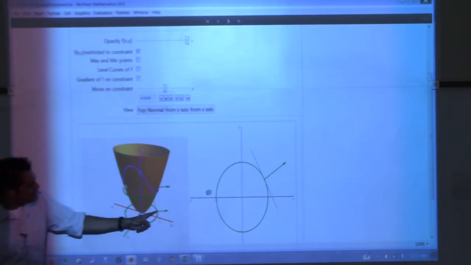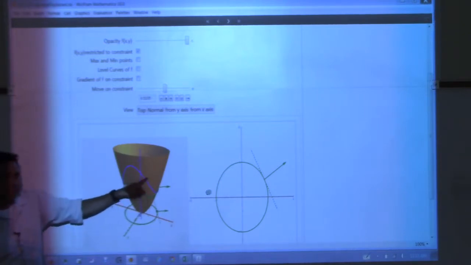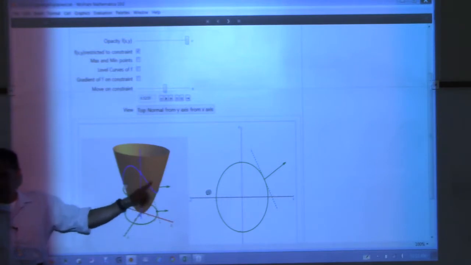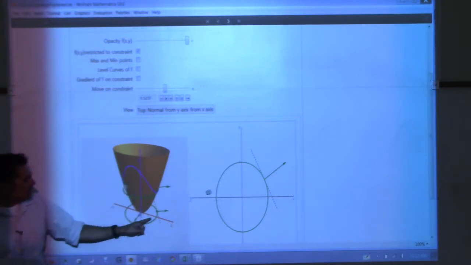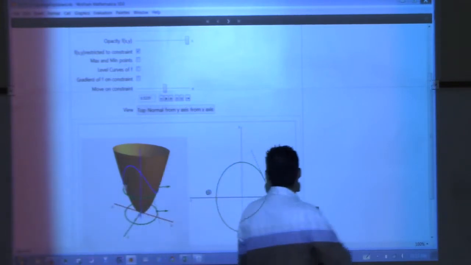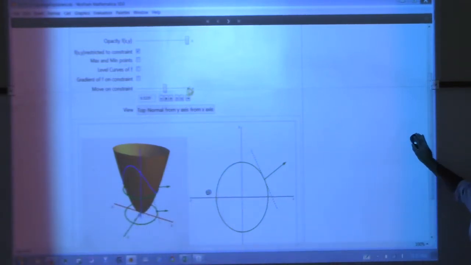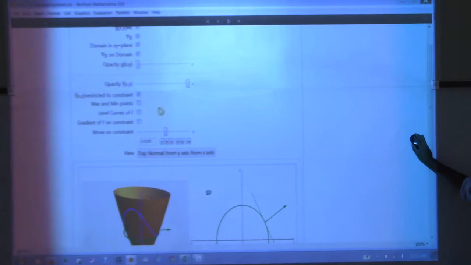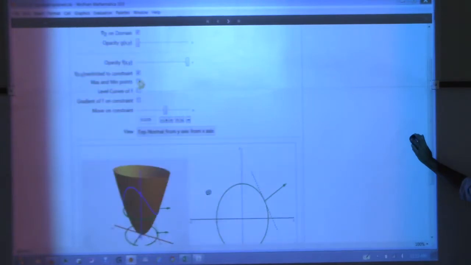Now the gradient vector of G, all I've done is I've moved this ring up here just so you can see where that ring is relative to the blue. All right? We're trying to find the highest and lowest points on the blue curve. Here's my constraint. I know the gradient of G is right here. It's pointing away from the center of that circle. Now, let's look at our maximum and minimum points. Okay, you see our maxes are right up there, and our mins are down there.